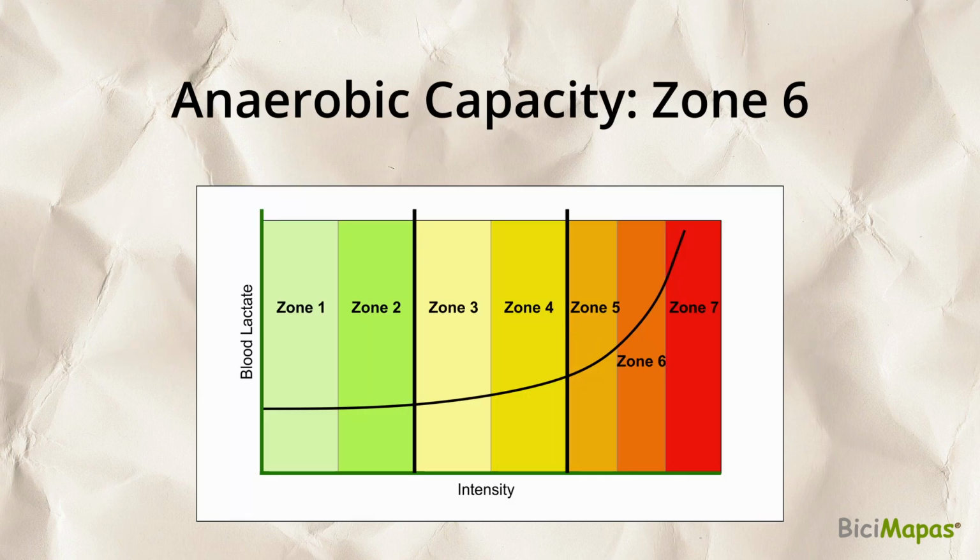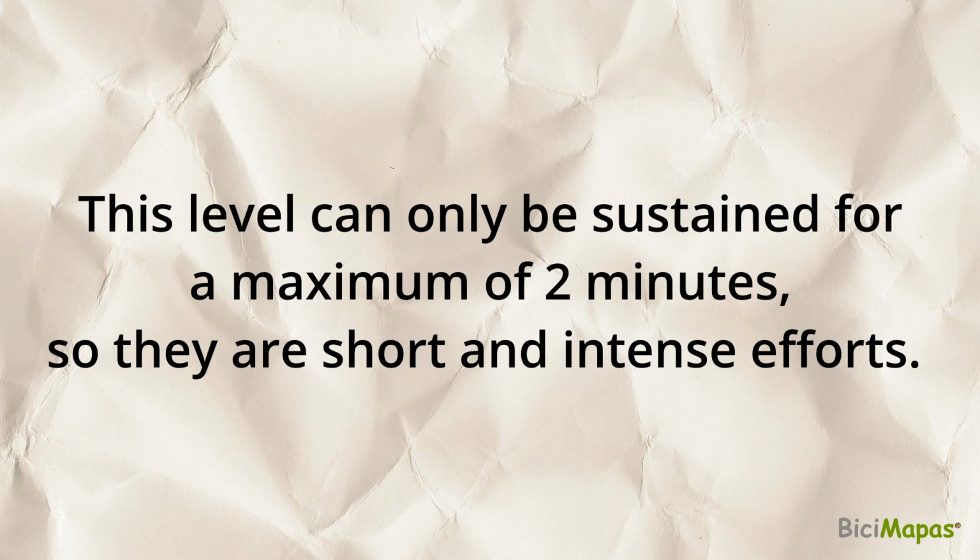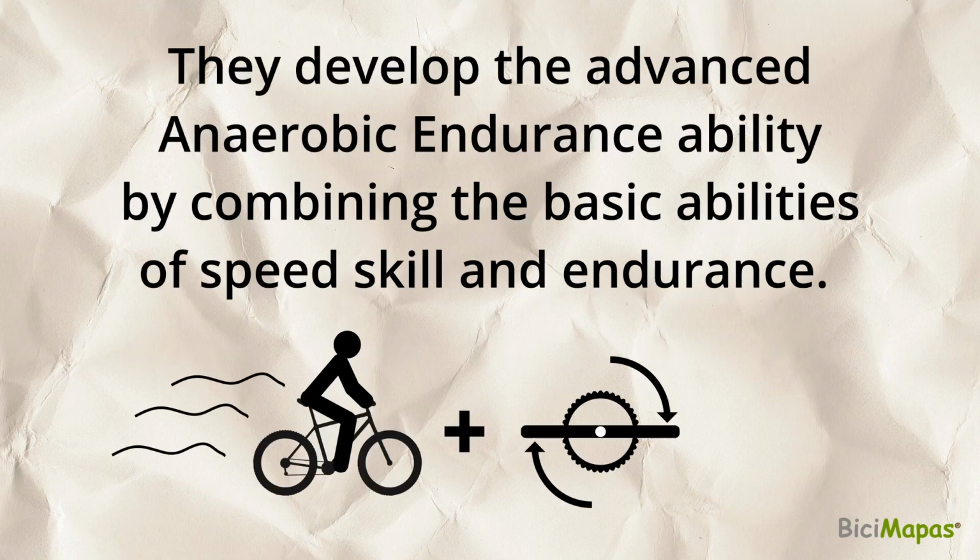Anaerobic capacity rides are done in power zone 6. Heart rate is not useful for this intensity level. We will show you why later in the video. This level can only be sustained for a maximum of 2 minutes, so they are short and intense efforts. They develop the advanced anaerobic endurance ability by combining the basic abilities of speed, skill and endurance.